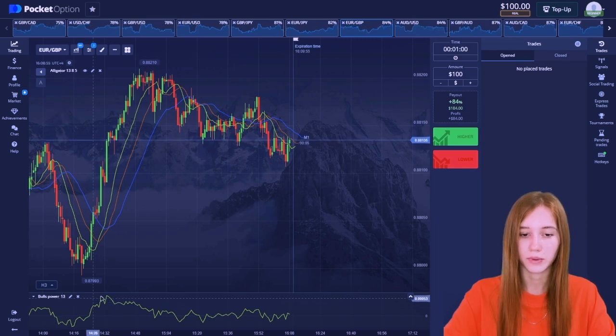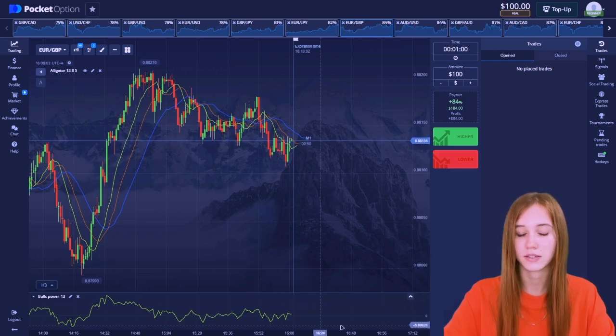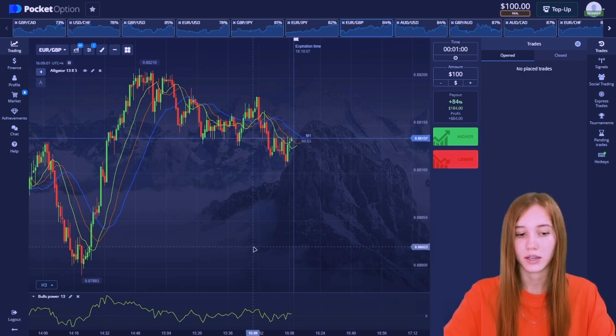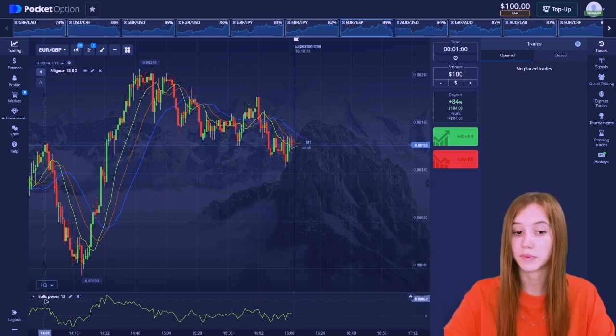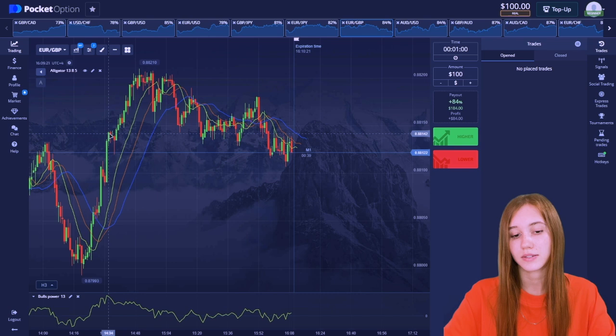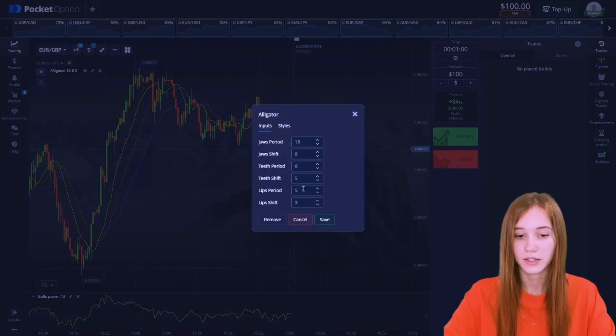The Bulls Power indicator shows the strength of the bulls in the market. It compares the maximum prices with the moving average. If the histogram is above zero and growing, at the moment it is above zero, it has average growth. This means that buyers were able to keep the price high and the bulls are stronger than the bears. There's also a Bears Power indicator, but today we'll use Bulls Power. Here are the settings.